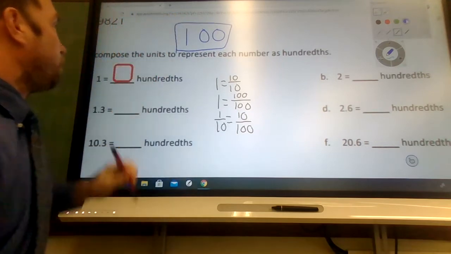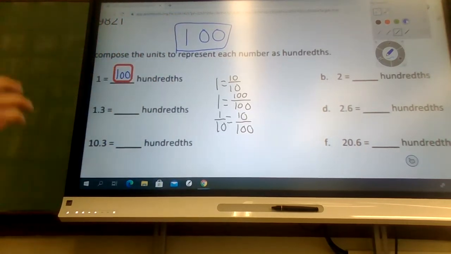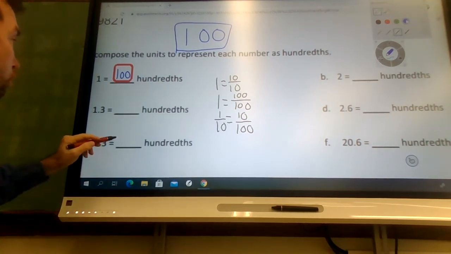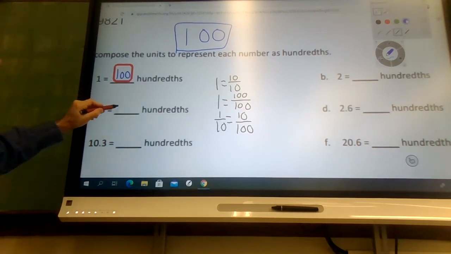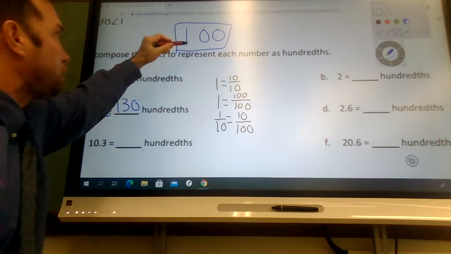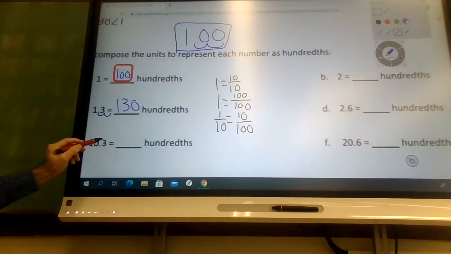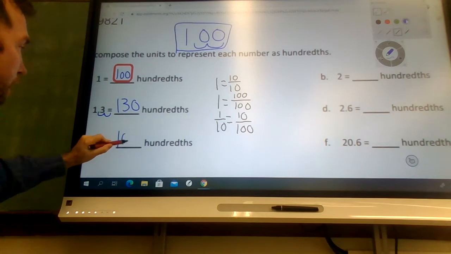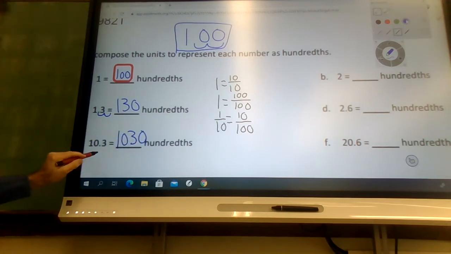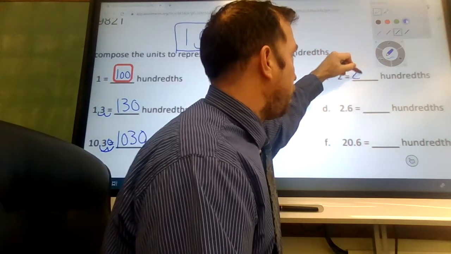So if you're thinking in terms of hundredths, it's going to be hard to squeeze it in this little box, but it would be 100. 1.3, or 1 3/10, would be 130. Really just moving that decimal over 2 spots. That's really what I did there. 10 and 3/10 would then be 1,030. See, I'm just adding a 0 on the end and then moving the decimal over 2 spots. Same thing would happen here. 2 whole dollars is like 200 pennies.